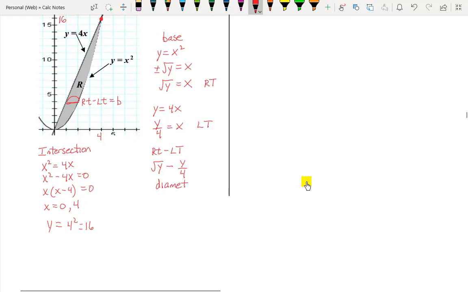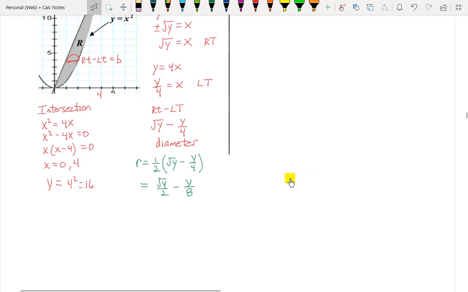Now it's important that you understand that because I still need to cut that in half. So I need the radius. So r is going to equal 1/2 of the square root of y minus y over 4. And so our radius is going to be the square root of y divided by 2 minus y over 8. All that just to set up our integral.